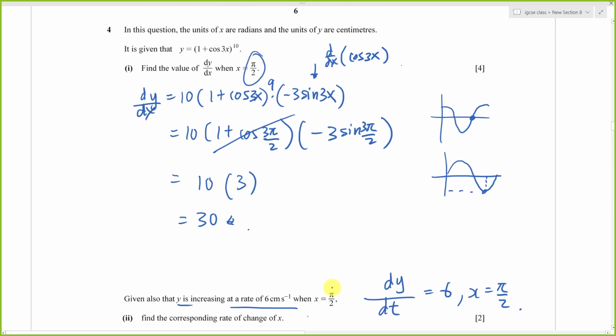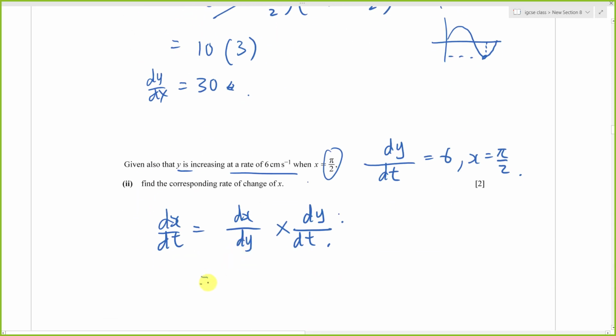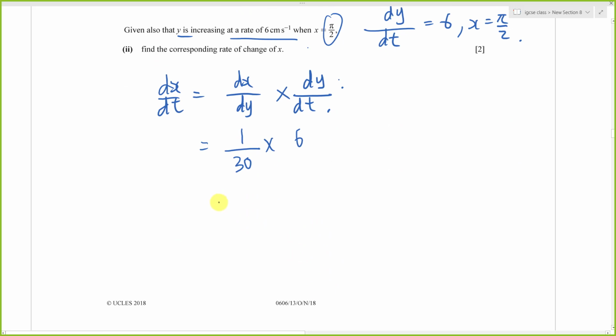You realize both x values are the same, both are pi over 2. So this one I already sub in pi over 2, I will get 30. But this 30 is dy/dx, and right now we are doing dx/dy, so it will be 1 over 30. Multiply by 6, so the final answer simplified is 1 over 5. Right, this is how you solve this kind of rate of change question.